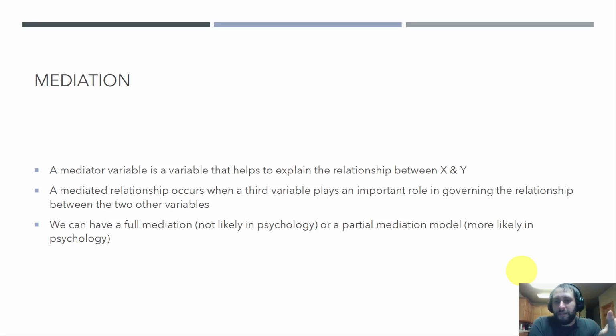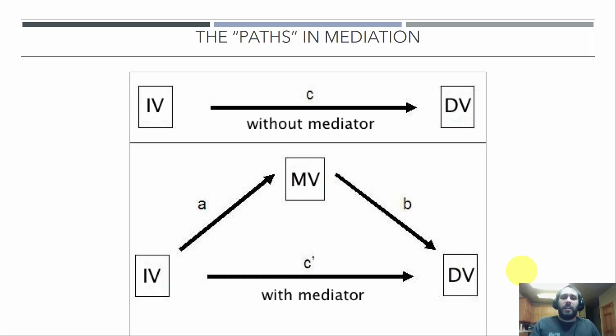So we can have a full mediation or we can have partial mediation. Full mediation means all of the effect goes from x to m to y, and partial mediation says some of the effect goes from x to m to y, but some of the other effect is also going straight from x to y. In psychology, we're more likely to run into this partial mediation model rather than a full mediation model.